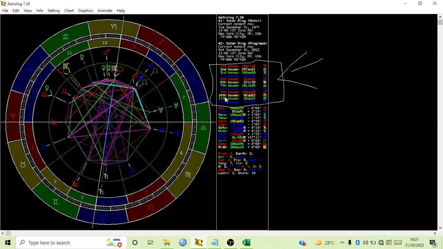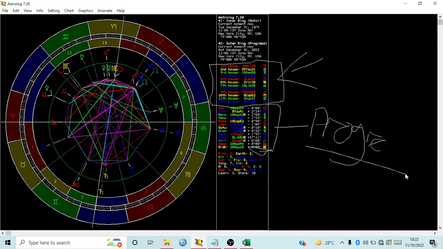So having done that, what I said was these houses here are the position of the houses in the radix. So now it simply means that these planets are their progressed positions. Progressed. So this is progressed. So these are progressed, right? So these are progressed.